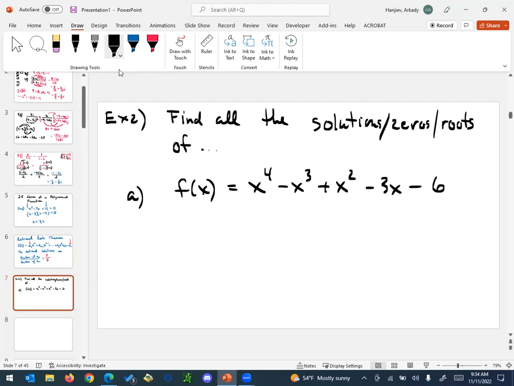All right, class, let's go with it here. We got an x to the fourth polynomial. We're going to try to find all the zeros. Hey, our teacher is talking, y'all. Come on. We're good. P over Q.